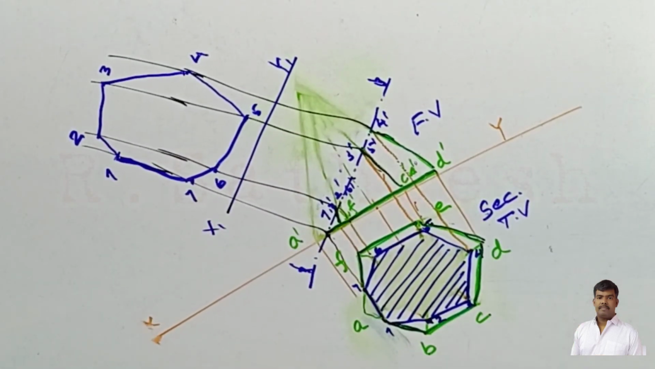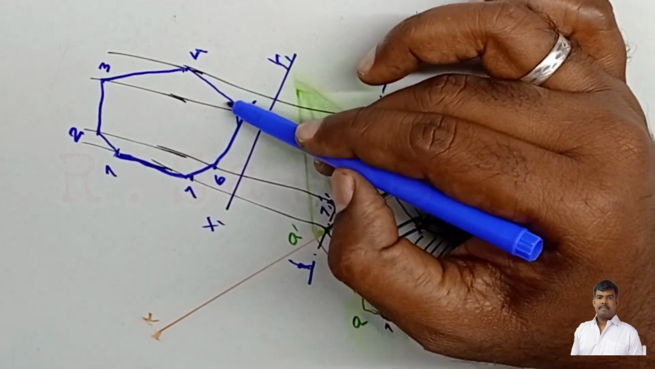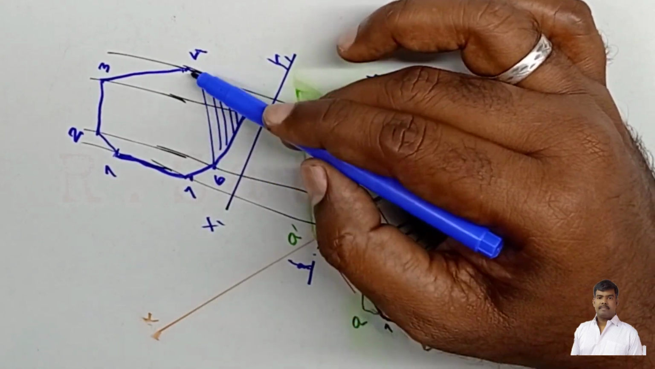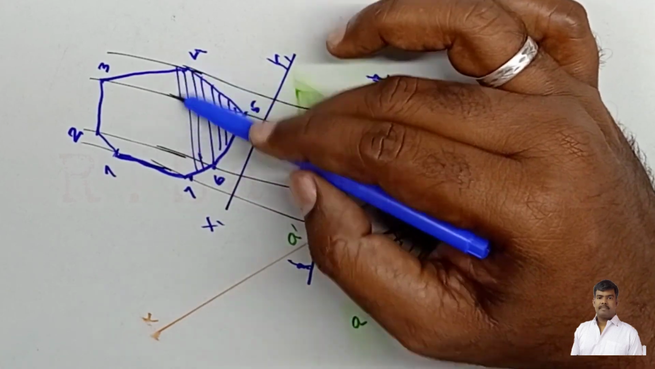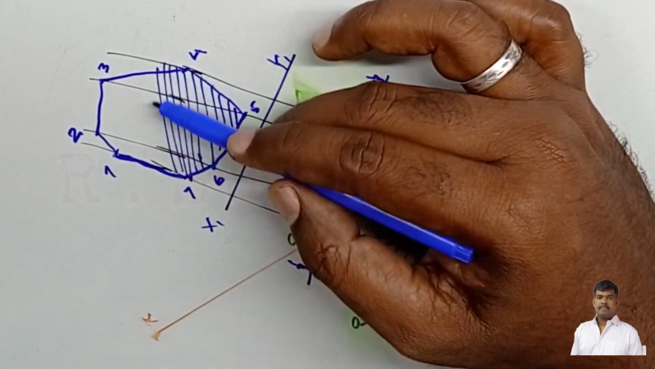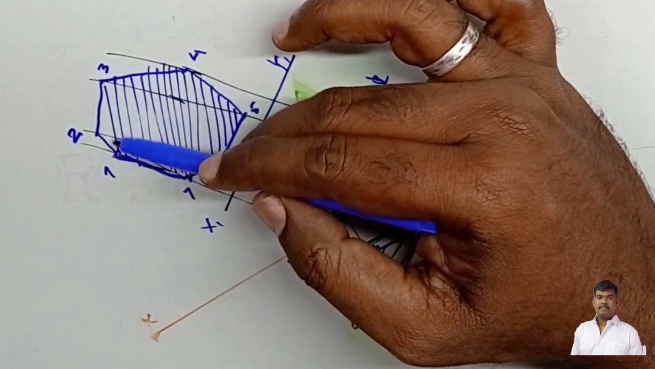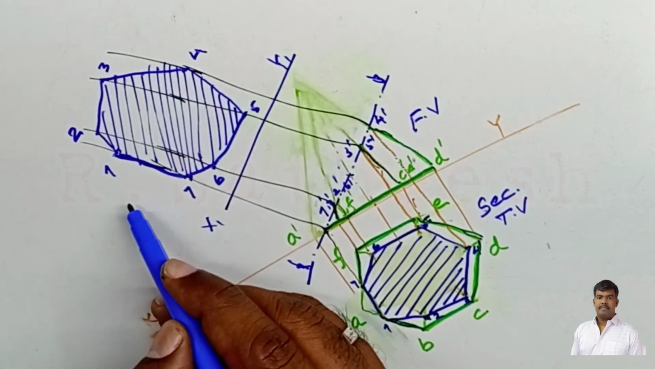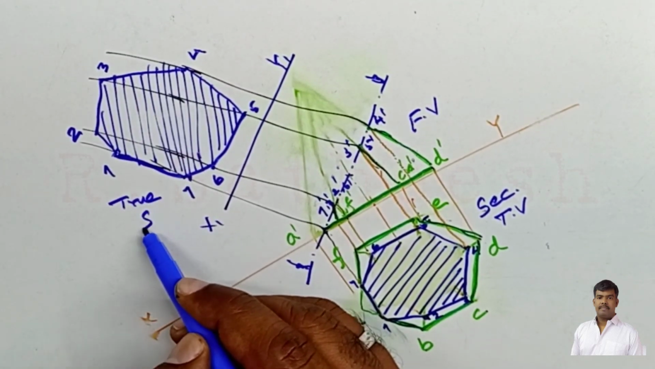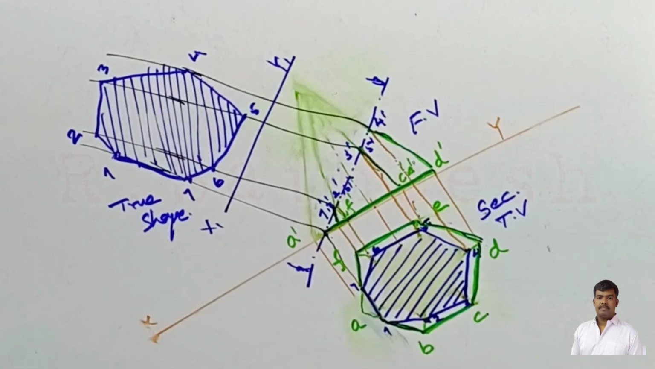Here the hatching lines must be drawn. Those hatching lines are 45 degrees inclined to x1 y1 by 2H pencil. Clear. So this is called the true shape. Clear. So this is the solution for our given problem.